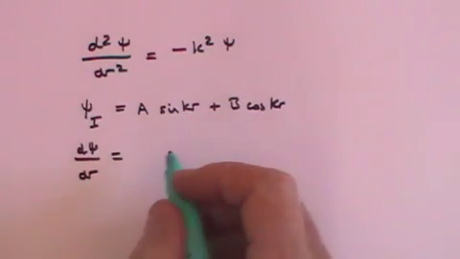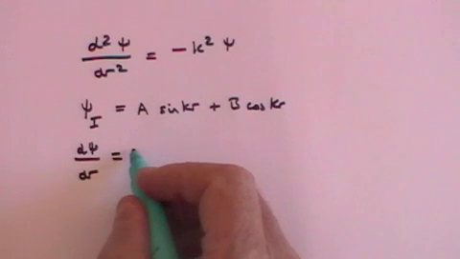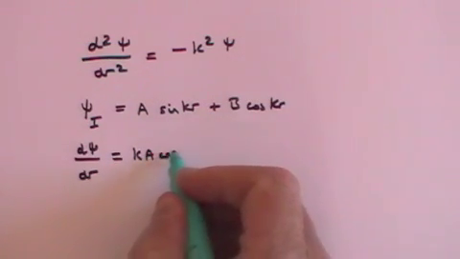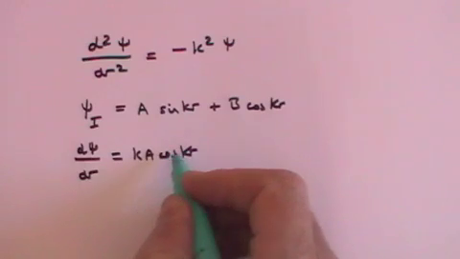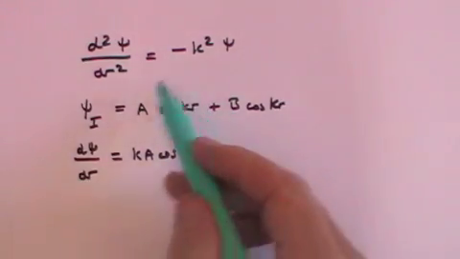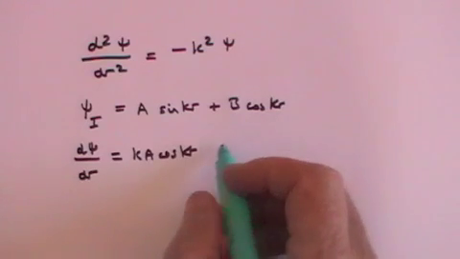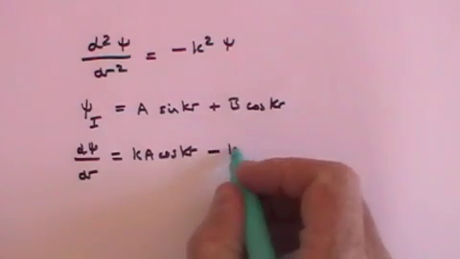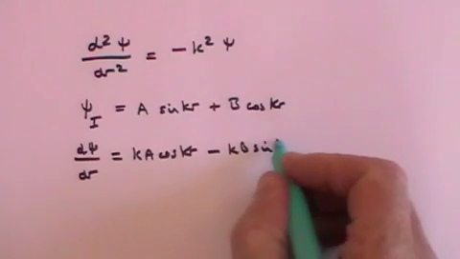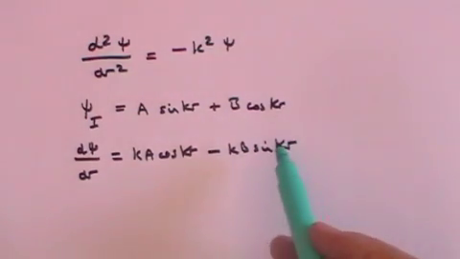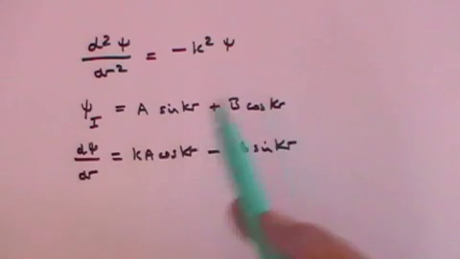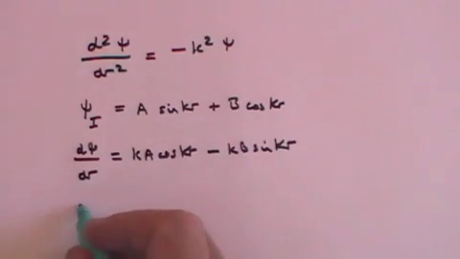If I differentiate this with respect to r, I'm going to get Ka cosine kr, because when you differentiate a sine, you bring the k out and you change sine to cosine. But it's going to be minus Kb sine kr, because when you differentiate a cosine, it becomes minus a sine and you bring the k out. Now let's do it again.